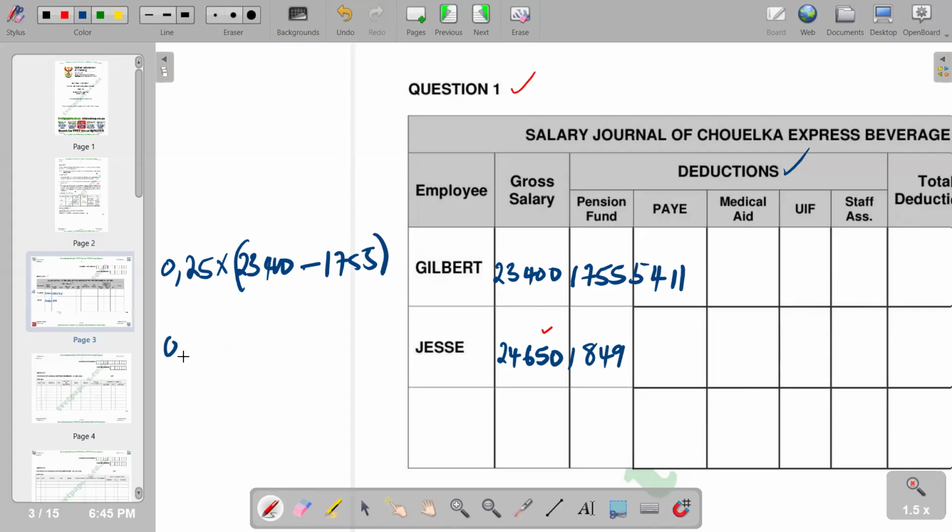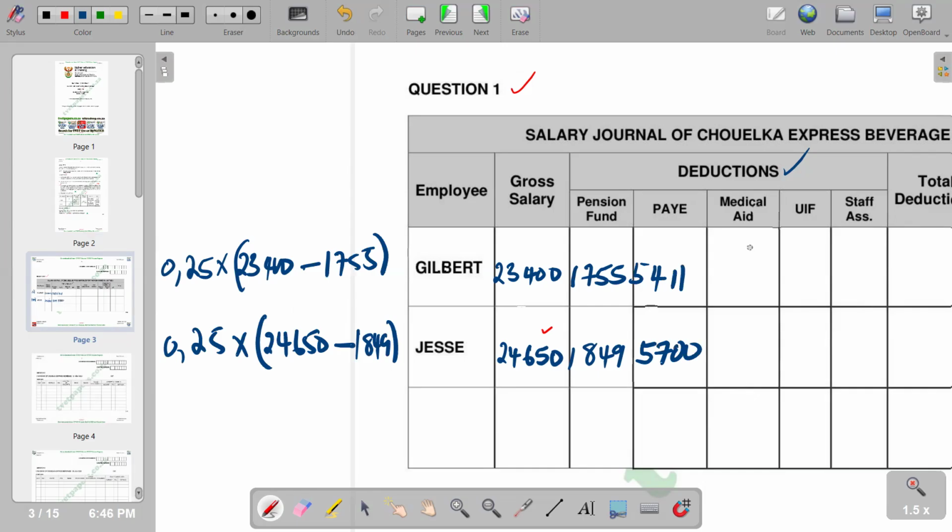Then we go to Jesse, we do the same thing. We say 0.25, we multiply by the difference between the gross, which is 24,650, and then we subtract 1,849, which is our pension. So we calculate like that again. For Jesse, we are going to get 5,700. And remember, all the calculations, we are rounding off to the nearest rand. Wherever there is a comma, we round off to the nearest rand.